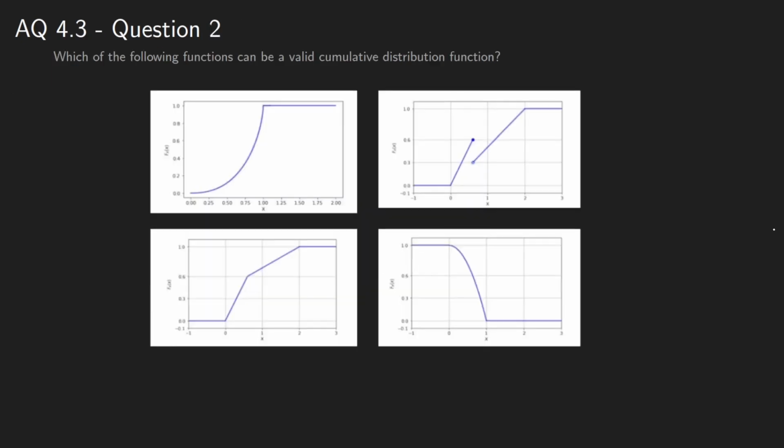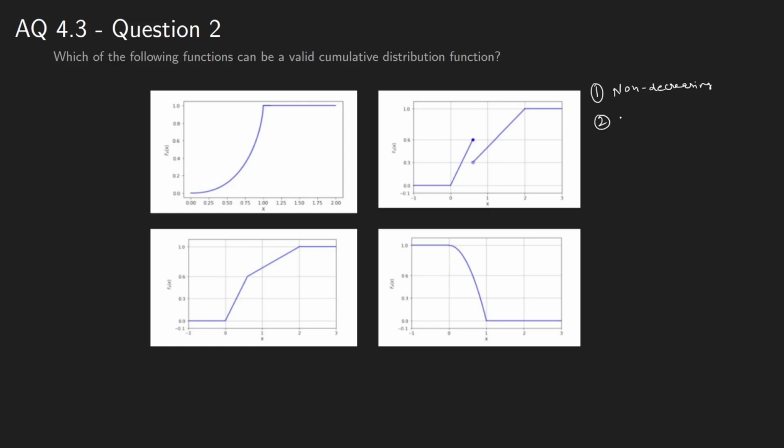This is question number 2 from the activity questions 4.3. Here we have been given some functions and their graphs, and we have been asked whether they are valid cumulative distribution functions. As we know, for any function to be a valid cumulative distribution function or a CDF, it should satisfy a few properties. The first property says that it should be a non-decreasing function.